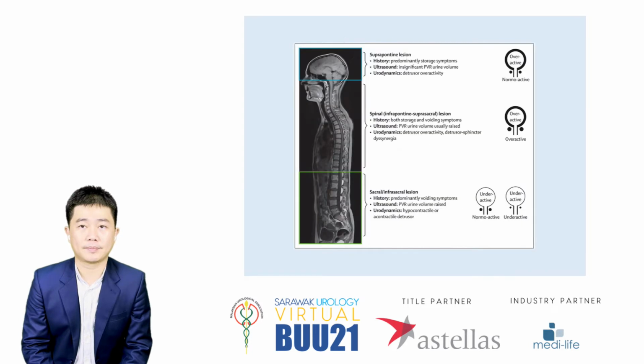This slide shows the correlation between the neurological lesions, the location of it, as well as the expected or anticipated symptoms that the patient might have. So in this case, if the patient comes to you complaining, doctor, I have difficulty passing urine, if you have excluded any potential or possible anatomical problems, then you would try to exclude any neurological lesions within the sacral or infrasacral region itself.